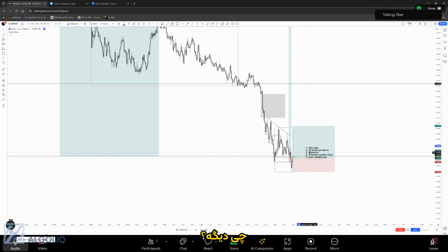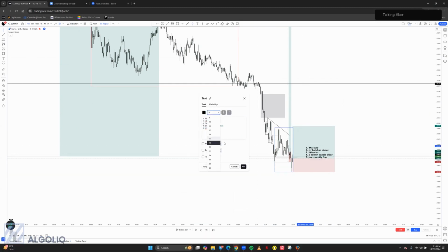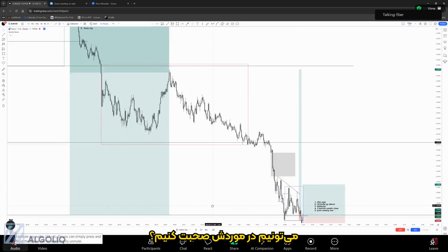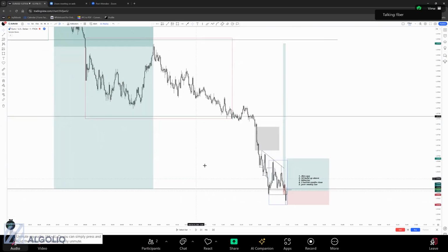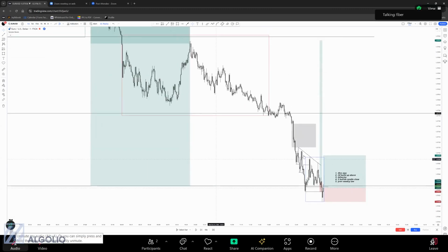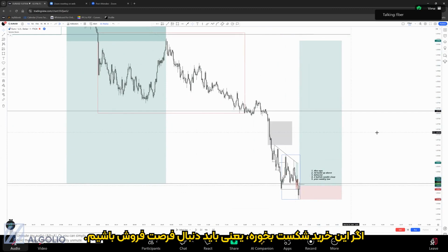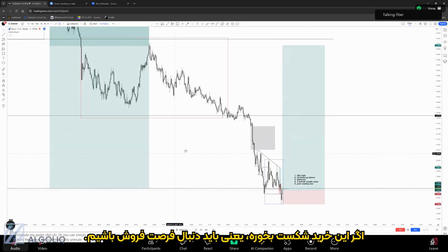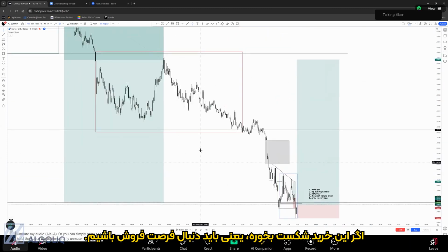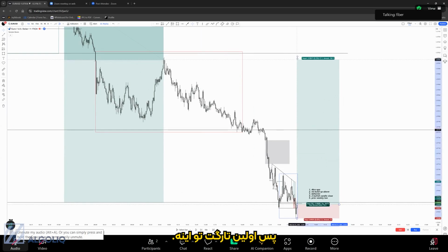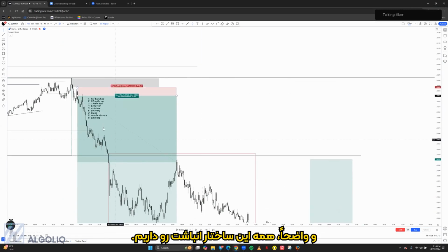What else? What else can we talk about? If this buy should fail, that means we have to look for an opportunity to sell. This is the last opportunity we have right here. So your first target is this. And obviously we have all this build up.